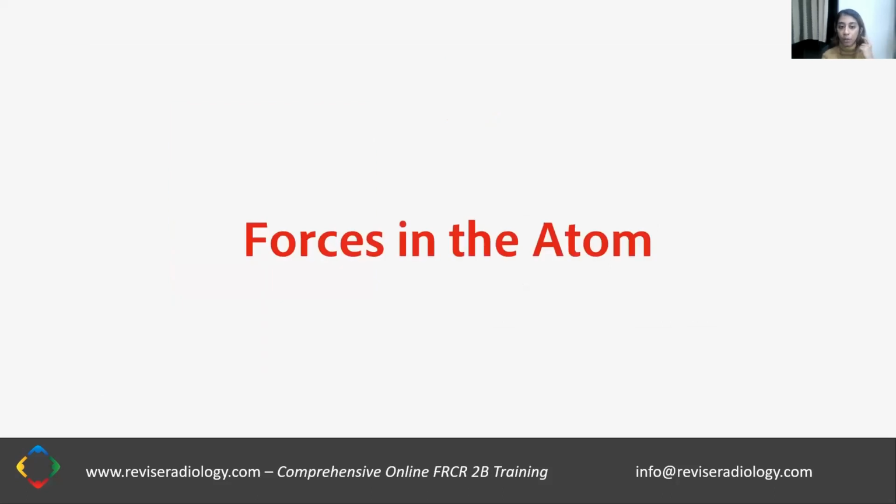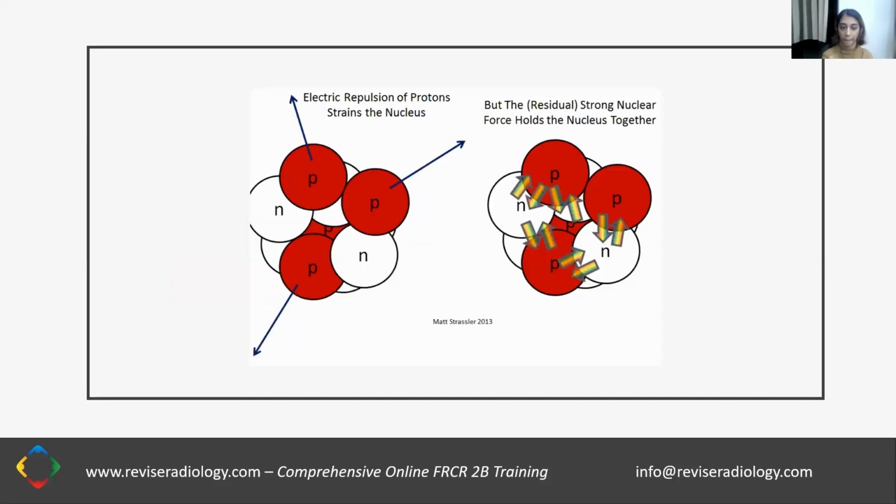So to understand what makes a nucleus unstable, we have to look at the forces which are at play in the atom. So we have the nucleus, which consists of the protons and the neutrons, and we have the electrons which are orbiting the nucleus. Since the protons are positively charged and the electrons are negatively charged, the electrons are held in place by their attraction to the protons.